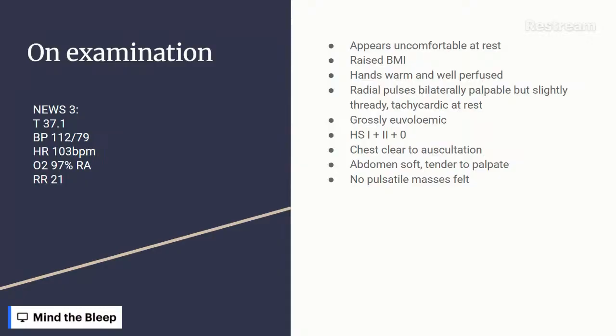His hands are warm and well perfused. His radial pulses bilaterally are palpable, but slightly thready. And like we established already, he's tachycardic. He's grossly euvolemic, though. His heart sounds are normal. His chest is clear. His abdomen at the moment is soft, but it is tender to palpate. And no pulsatile masses are felt on examination.